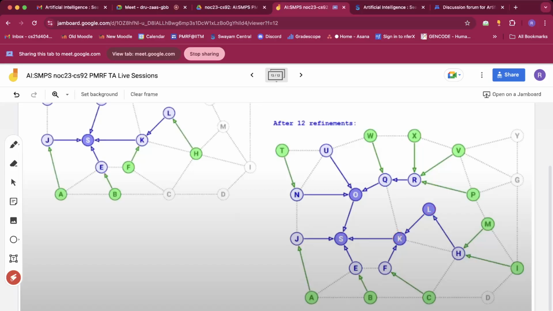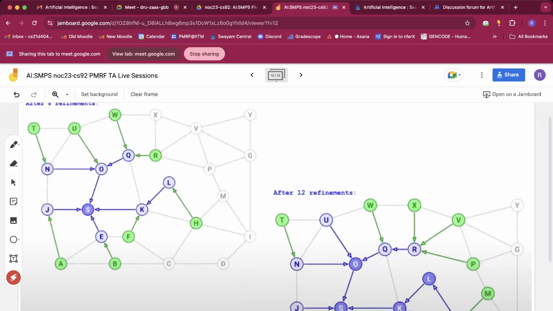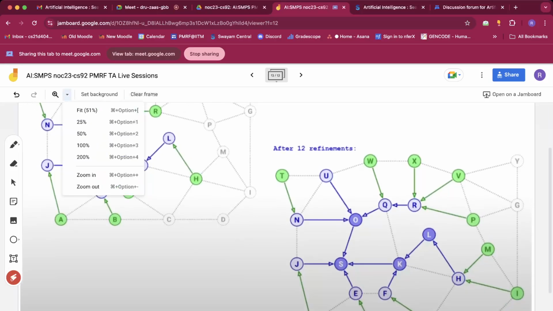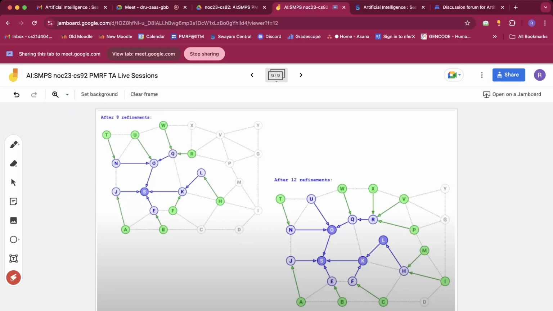So at this point we will say that O, K, and L are part of our kernel. These light blue colored nodes U, N, J, E, F, H, Q, and R are our boundary, and all the green nodes are the open list. Okay, so I leave these 8 refinements and 12 refinements on here for a while so that you can go through them, click a screenshot, and explore it at your own leisure. This is the basic idea behind how SMGS makes a process like A star more efficient.